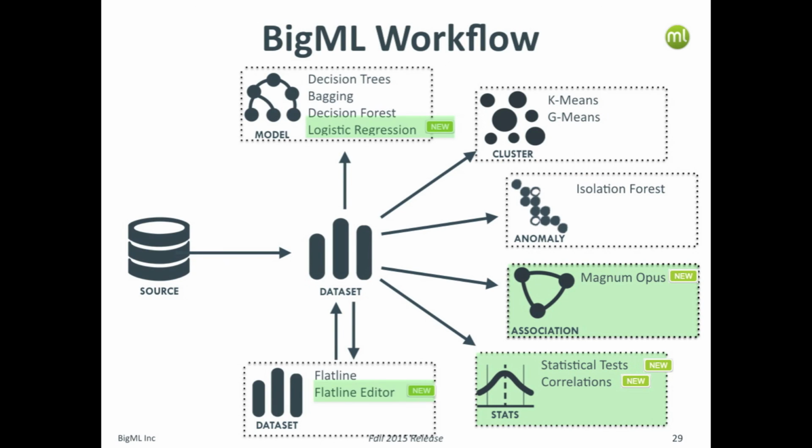And so this is an overview of our workflow and all of the areas where we've added new stuff. We've got logistic regression in our classifiers. We have a completely new algorithm in the association discovery. We have a completely new set of things you can do with the data set, and the statistical tests and correlations. And of course, we've made Flatline, and therefore feature engineering, which is extremely important, even easier. As you can tell, there's a lot of green in this slide. So we've brought a lot of features in this release.